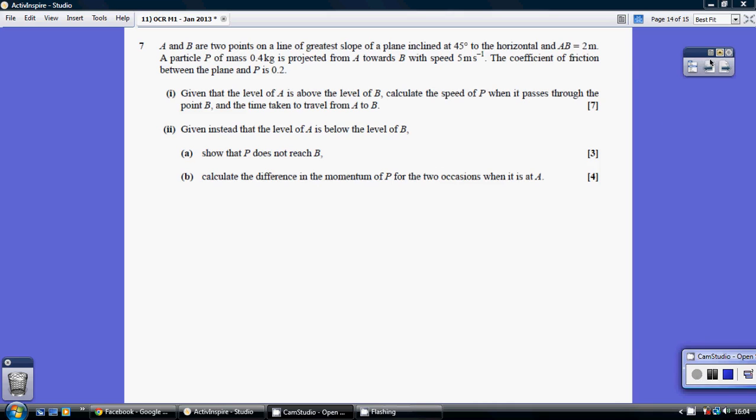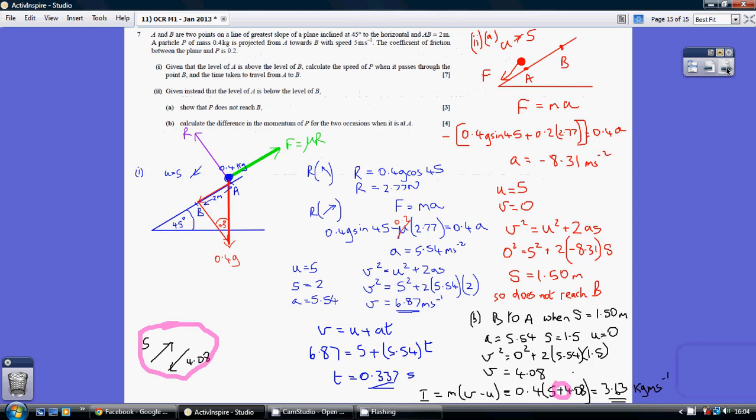Question 7. Start off by drawing a sketch to reflect all the various forces. Kick off by resolving perpendicular to the plane, which allows us to work out what our normal reaction is. R is 2.77 newtons, because this purple force equals this component of the weight, so 0.4 g cos 45.